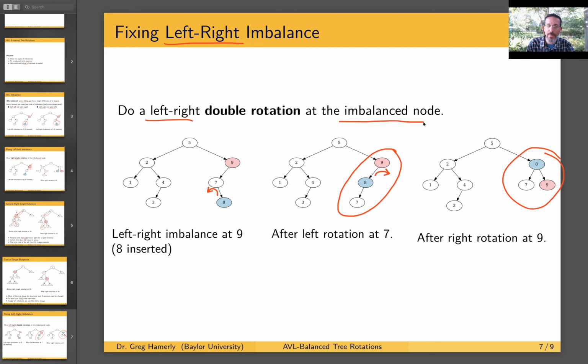And when we say at the imbalance node, you might notice that we actually did the first rotation at 7, not at 9, which is the imbalance node. Well, because a double rotation always proceeds in 2 steps, 2 single rotations, and the first one occurs at the child of the node where we're doing the rotation, in other words, the child of 9, and the second one occurs at the node where the imbalance occurs.